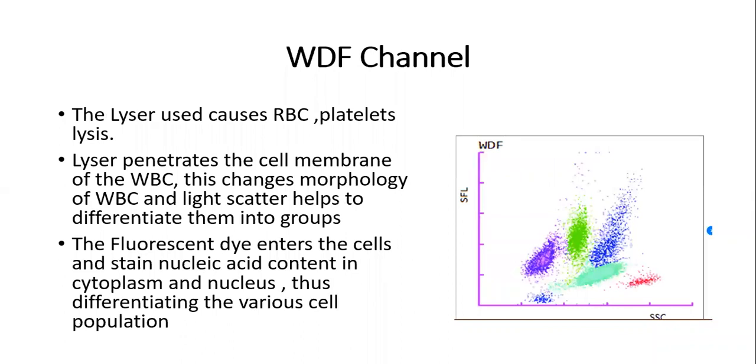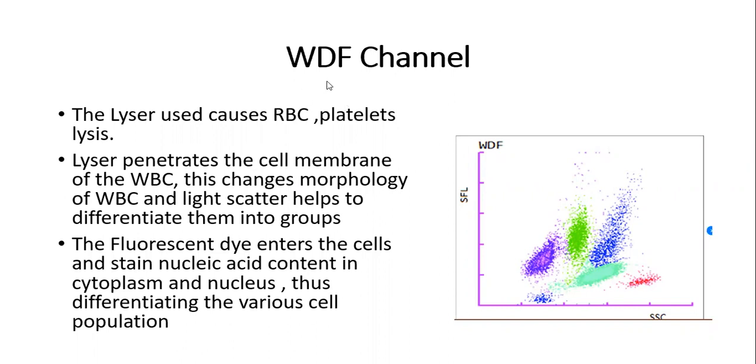Now, two channels I would like to discuss, the last slides, are these. First, the WDF channel. You must have seen this WDF channel in your analyzer, or if you have not, go back and see the screen. What is this WDF? It is the differential channel. What happens inside this channel? The lyser will cause lysis of RBC and platelets. The lyser will penetrate the cell membrane of WBC. This causes little change in the morphology of WBC, and light scatter then helps to differentiate them into different groups.